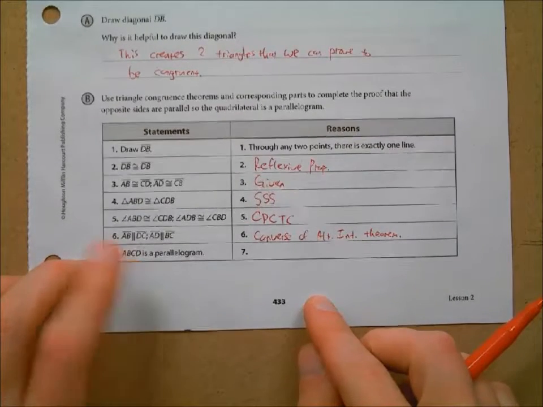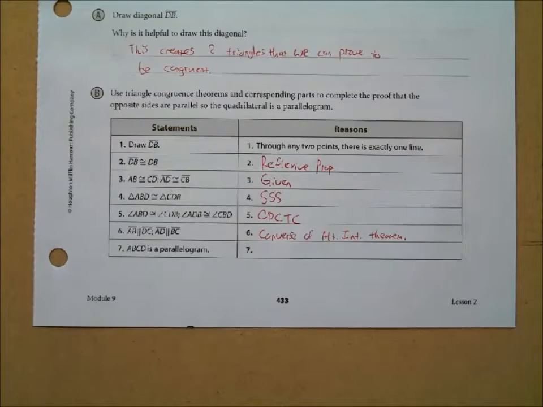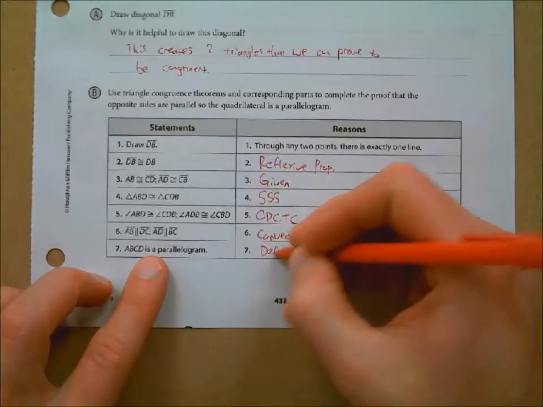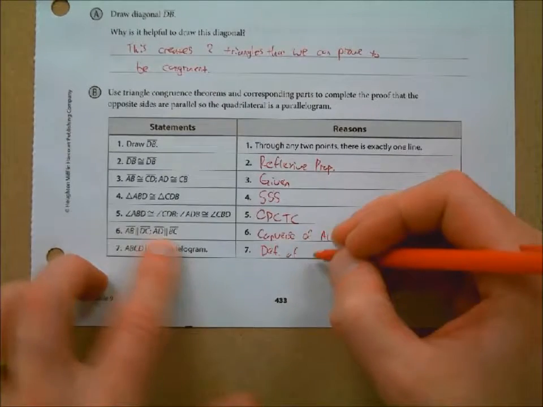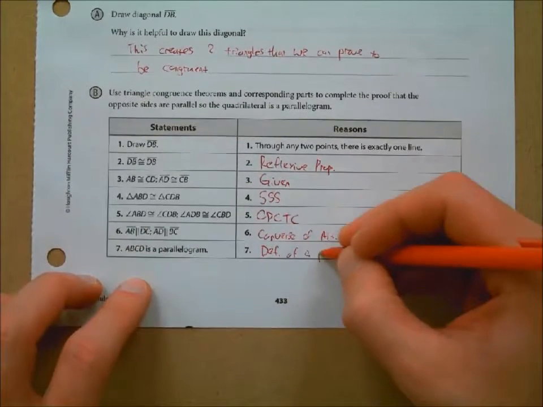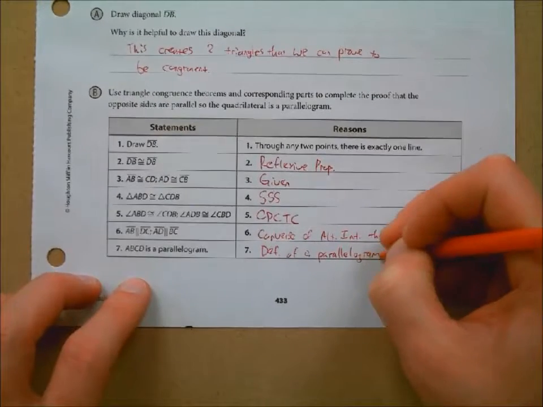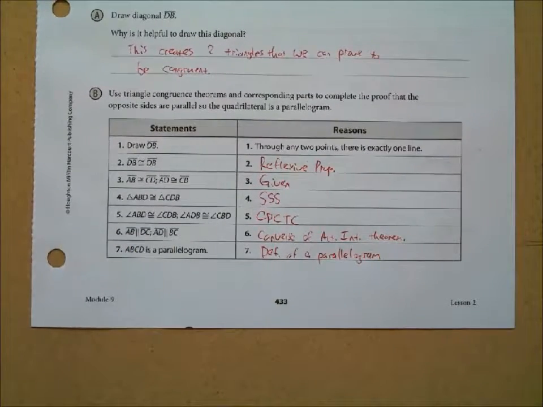And then finally, ABCD is a parallelogram. And how do we know that? By the definition of a parallelogram, right? We've got opposite sides parallel. And so once you have opposite sides parallel in a quadrilateral, that's a parallelogram.